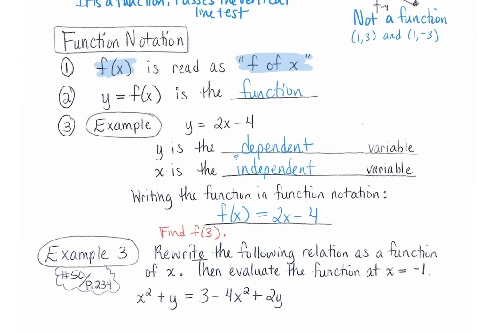Say it again. Say it the other way. You're not substituting x for 3, you're substituting 3 for x, yes? You're substituting 3 for x, so you would have 2 times 3 minus 4, which is 6 minus 4, which is 2. Okay? So example 3.